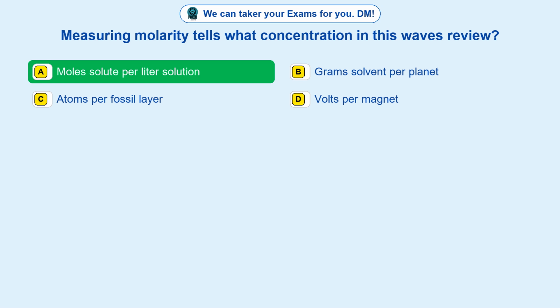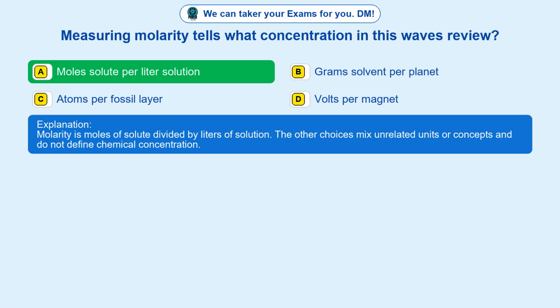The correct answer is option A, moles solute per liter solution. Molarity is moles of solute divided by liters of solution. The other choices mix unrelated units or concepts and do not define chemical concentration.